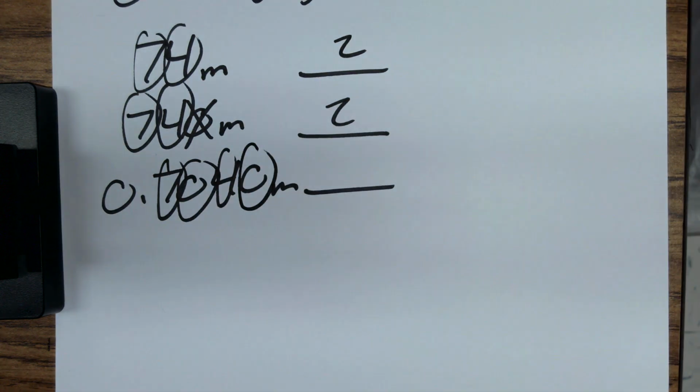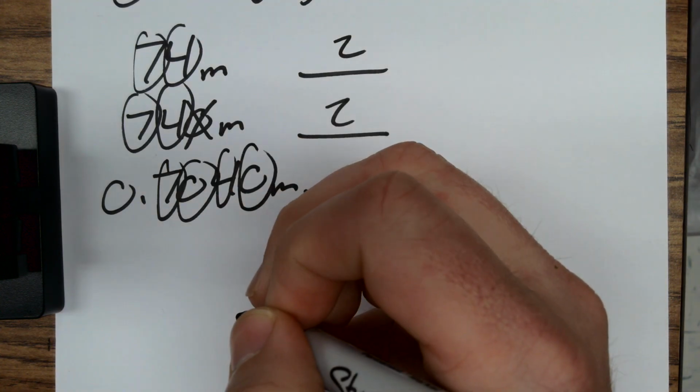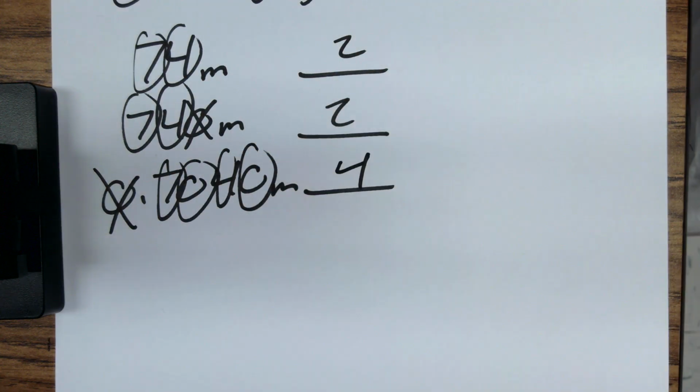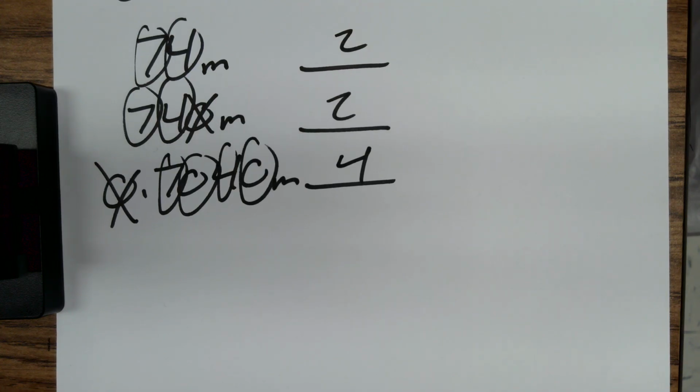Perfect. Leading zeros. Do I have one? Are they significant? No. What do I do with them? Cross them out. Count my circles. 1, 2, 3, 4. Significant figures. So let's talk about rounding with them.